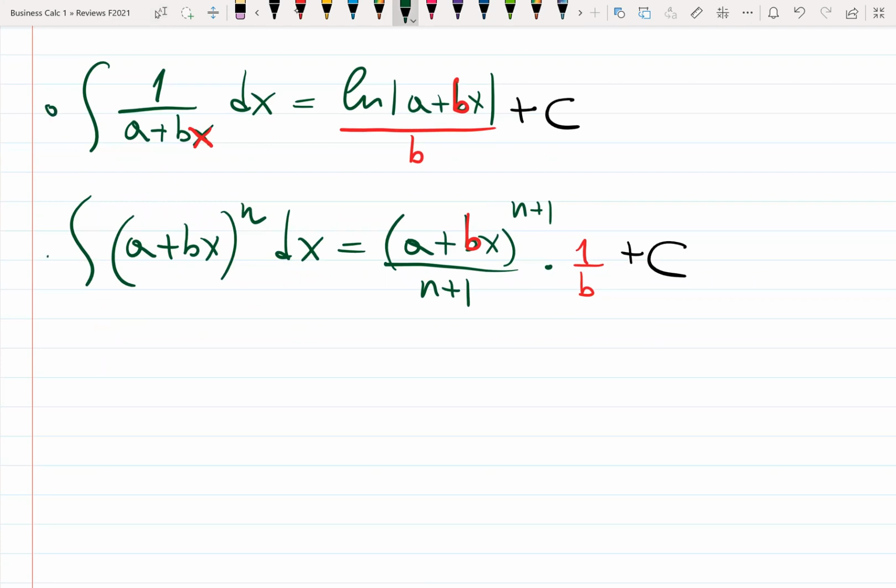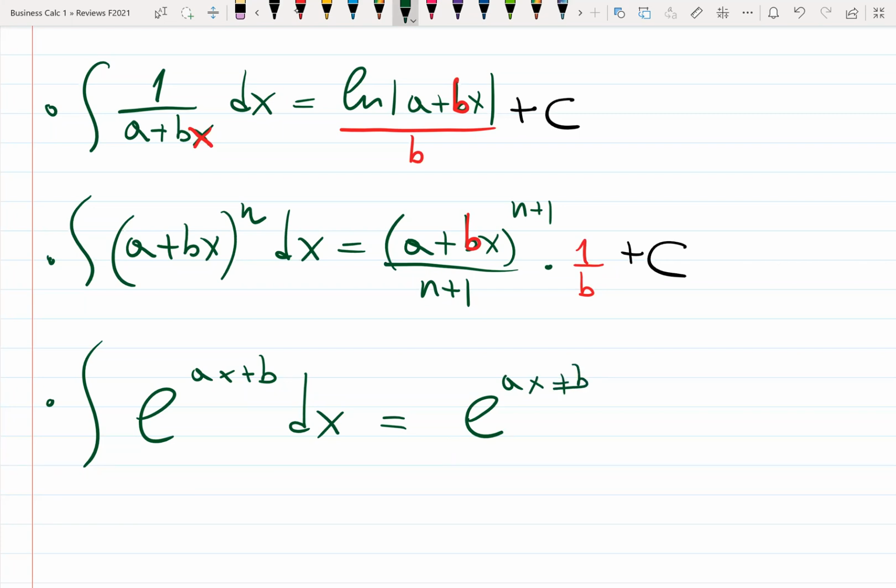Then let's see. Exponential function, we just did it: e to the ax plus b dx. We did it in the problem at the beginning of this review. You copy the whole thing, and remember this, divide by the leading coefficient, plus c.